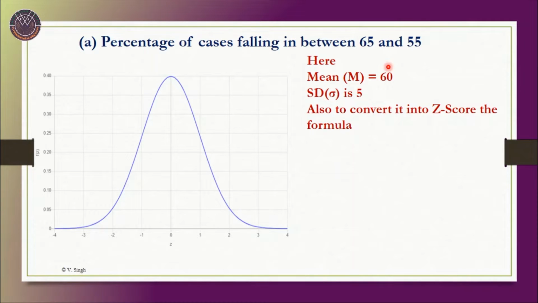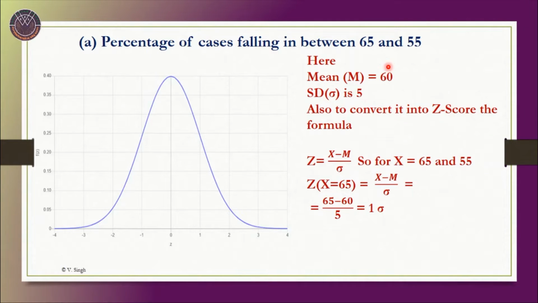That is one of the basic things that we need to do to solve the problems based on NPC. So we know that the formula of Z is (x minus M) by sigma. Our raw score is 65 and the other raw score is 55. So when we take raw score as 65 using this formula, we can have the Z value or standard score value as 1 sigma. Similarly, for the Z score for x equal to 55, from the formula we have Z equal to minus 1 sigma.